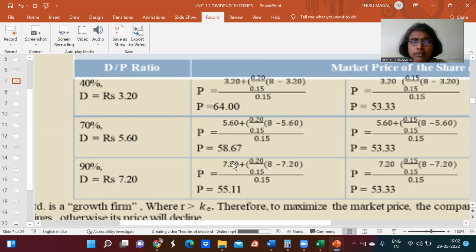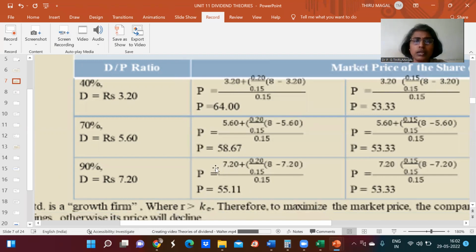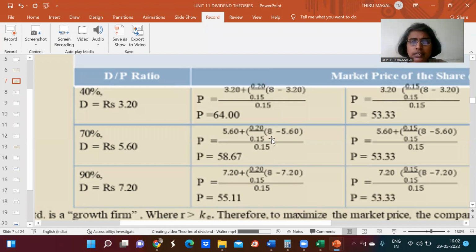So P equal to 7.20 plus the same procedure, R by K into EPS minus dividend, the whole divided by K. So in that case, the share price of the company is 55.11. So as far as X Limited is concerned, it's a growth firm. Why? Because the return is more than the cost, which means it is a growing firm. The best or optimum payout ratio is 0.